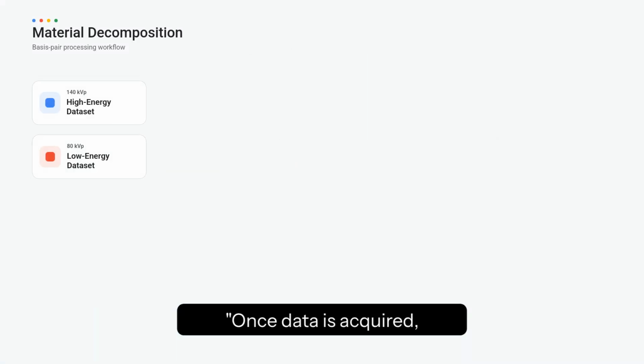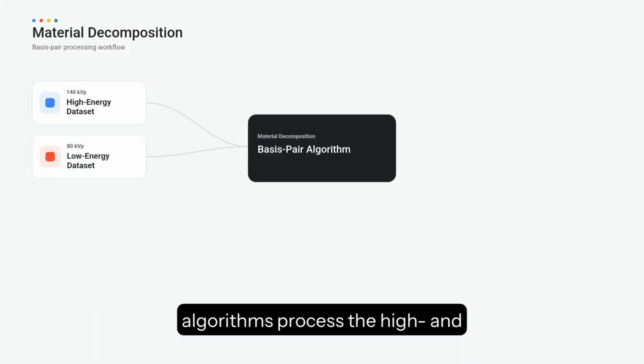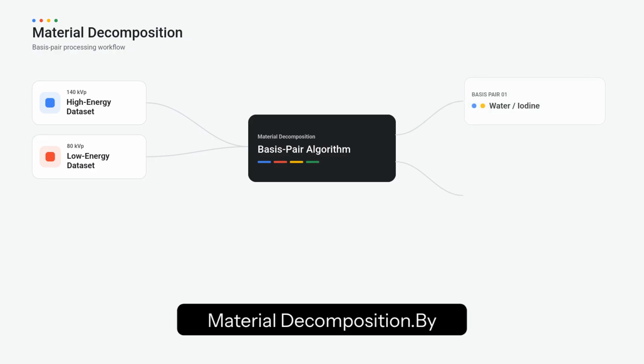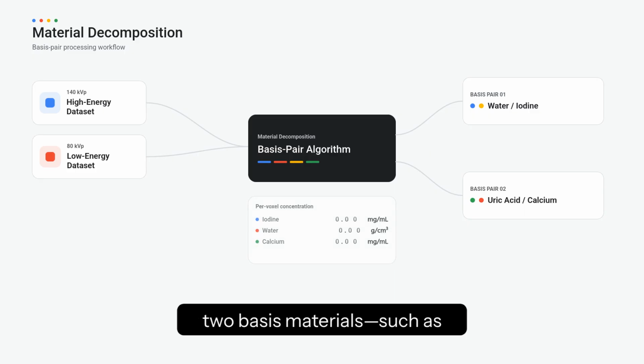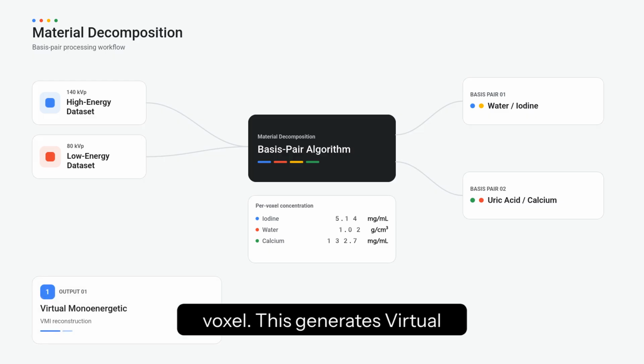Once data is acquired, mathematical basis pair algorithms process the high and low energy datasets through material decomposition by assuming any tissue can be represented as a combination of two basis materials, such as water and iodine or uric acid and calcium. The system calculates exact concentration values per voxel. This generates virtual monoenergetic images, allows iodine quantification, and produces color-coded material overlay maps for precise diagnostic evaluation.